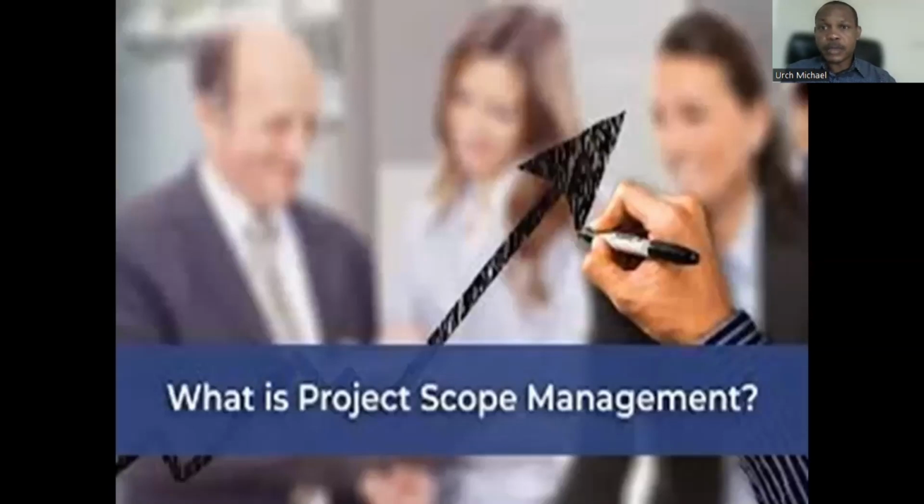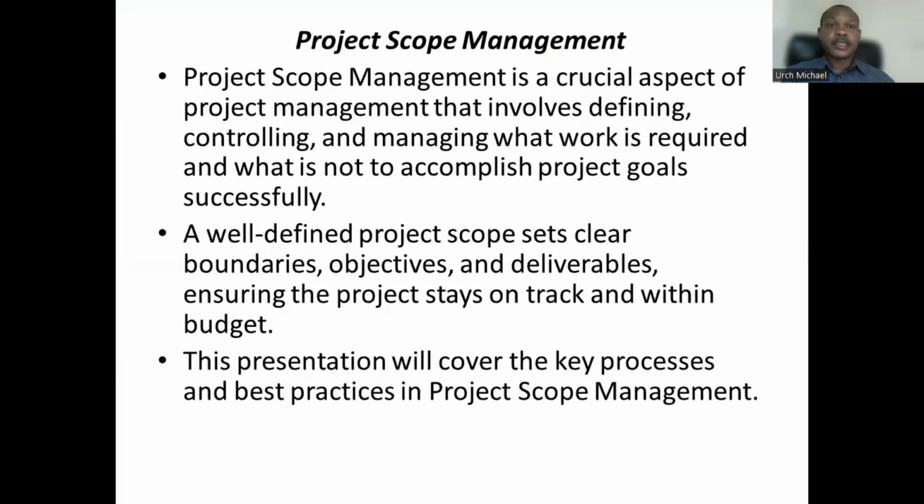So what is project scope management? Project scope management is like you defining the boundaries of a project. It's like asking yourself what is involved in this project, and what is not part of this project. That is what scope is all about. You want to make sure you know what is involved in the project and what is not. Project scope management is a crucial aspect of project management. It involves defining, controlling and managing what work is required to be accomplished and what is not to be accomplished in the project.